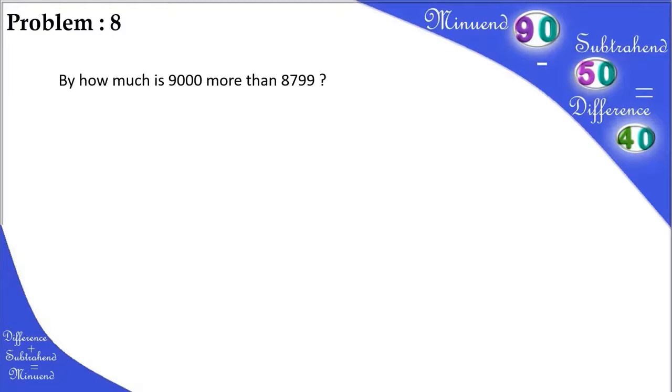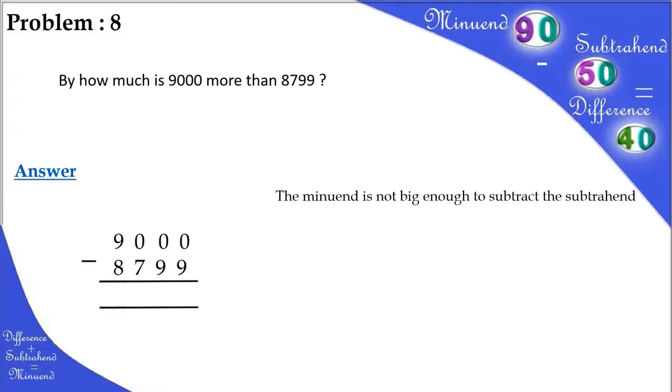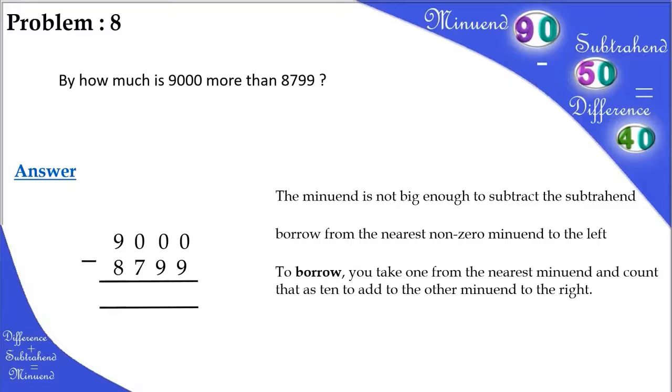Problem number 8. By how much is 9,000 more than 8,799? Answer. They have asked by how much 9,000 is more than 8,799. In order to find how much more, we will subtract 8,799 from 9,000. Here, the minuend is not big enough to subtract the subtrahend, so we will borrow from the nearest non-zero minuend to the left. To borrow, you need to take 1 from the nearest minuend and count that as 10 to add to the other minuend to the right. Using this concept, we will subtract this.